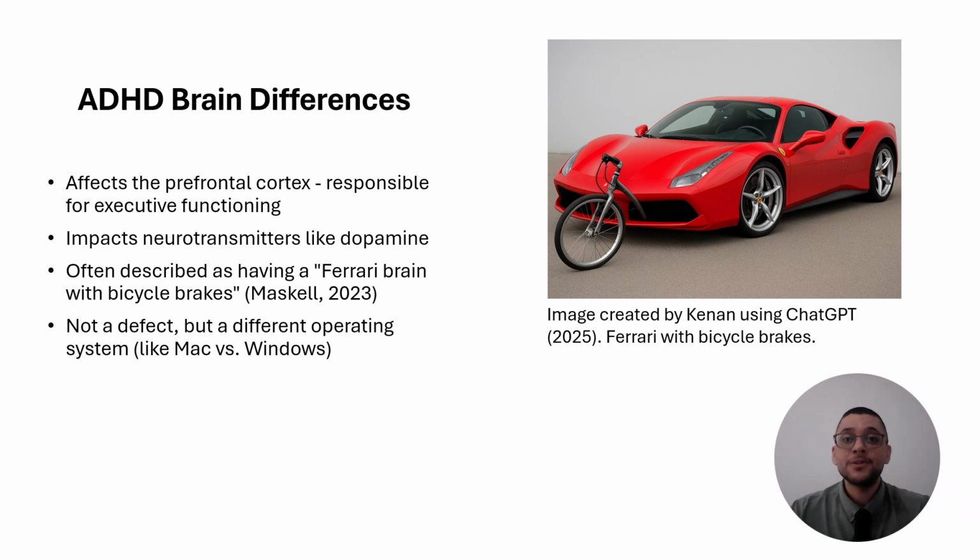ADHD affects the prefrontal cortex of the brain, which is responsible for executive functioning skills like planning, organization, and self-regulation. There are differences in neurotransmitters like dopamine, which affects motivation and attention. As Leanne Maskell describes in her book, it's like having a Ferrari brain with bicycle brakes. Lots of power and speed, but difficulty stopping or slowing down. It's important to understand that ADHD isn't a defect, but a different operating system, like how a Mac operates differently from Windows, but both are valid and functional systems.